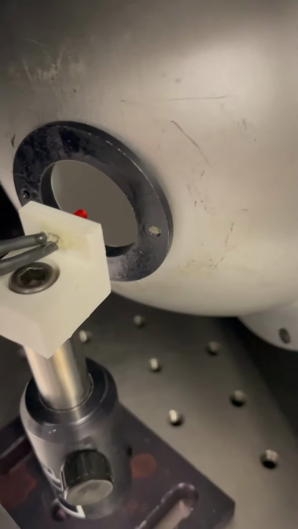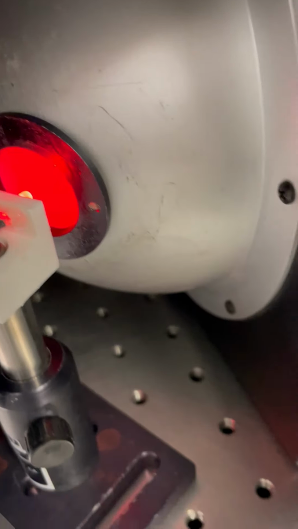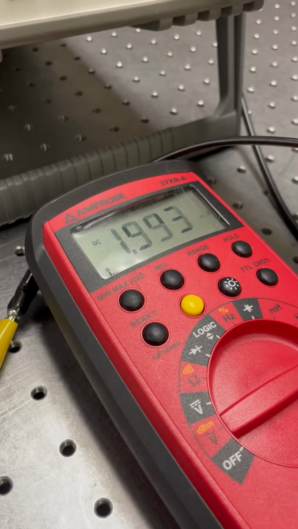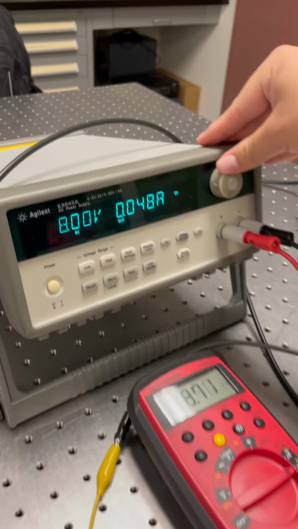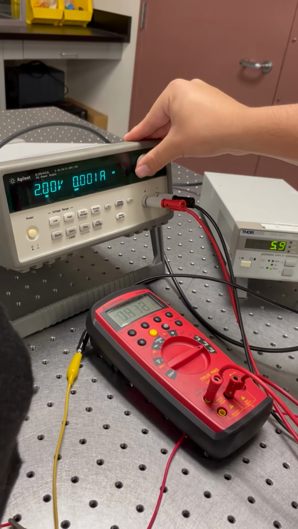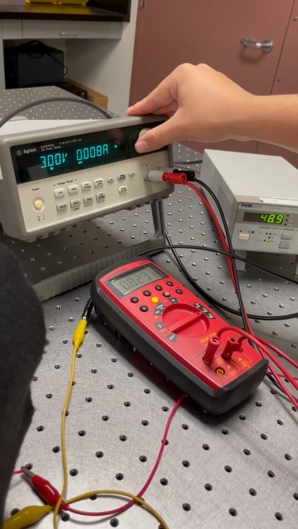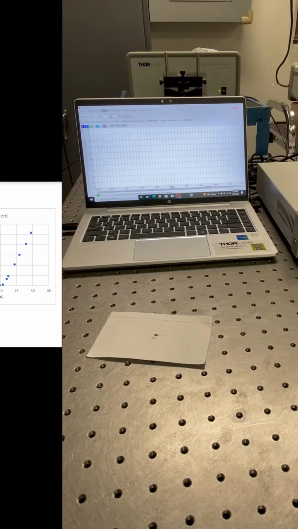Okay, so for part C, we did power output versus drive current for both the LED and laser diode. We then graphed the data that we found. And for the LED, we found a pretty linear relationship with some decay to it, possibly due to temperature effects. For the laser diode, we found a pretty constant relationship until the threshold current of around 21 milliamps. And above the threshold current, we found a linear relationship between output and drive current.